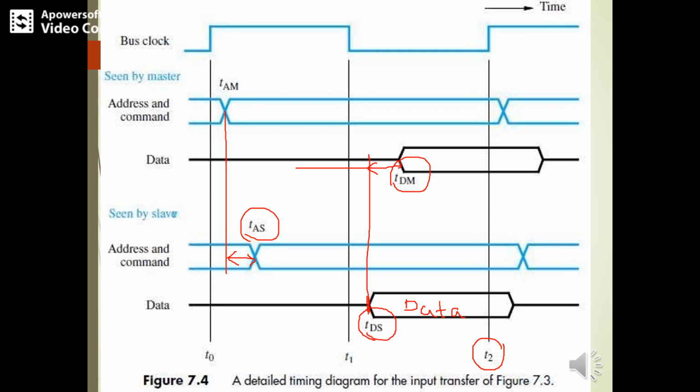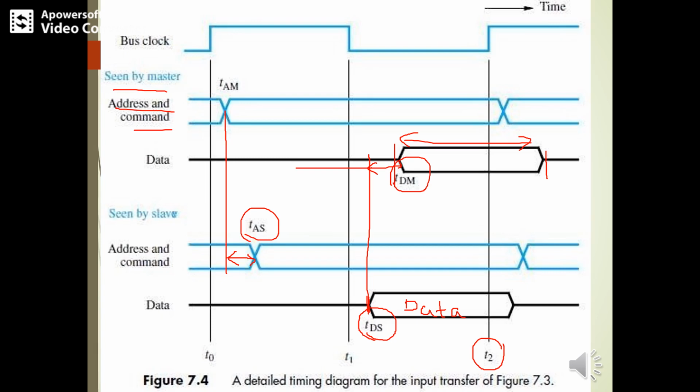During time interval T2, the respective address or commands which were placed by the master as well as the processor can be read completely from the address bus. So this is the data, it can be read by the master. And finally, whatever control signals or address and commands were placed by the processor as well as the slave can be deleted from the system bus.